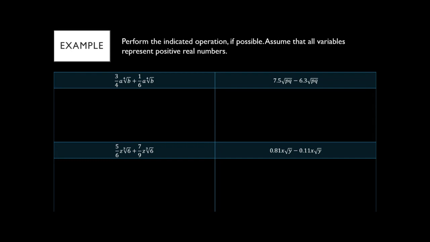So top left, we've got 3/4 a times the 4th root of b plus 1/6 a times the 4th root of b. So these are like terms because you've got the same variable, you've got the same radical, and the same thing inside. So those whole portions match. The only thing that's different is the number, and that means they're basically like terms. So all we need to do is do 3/4 plus 1/6.